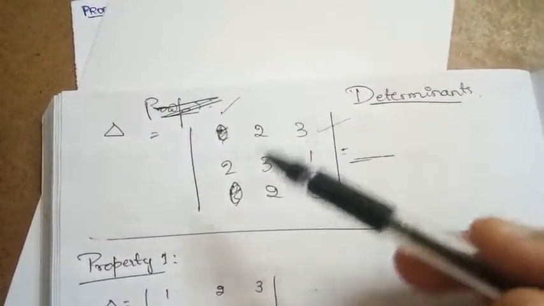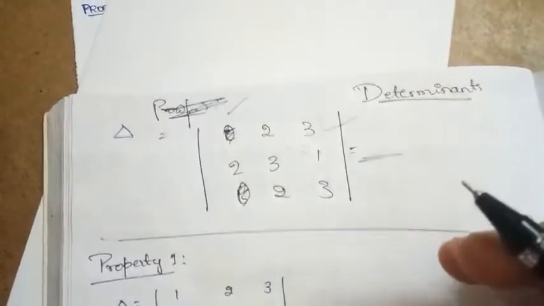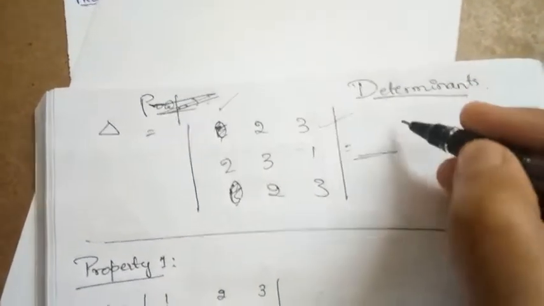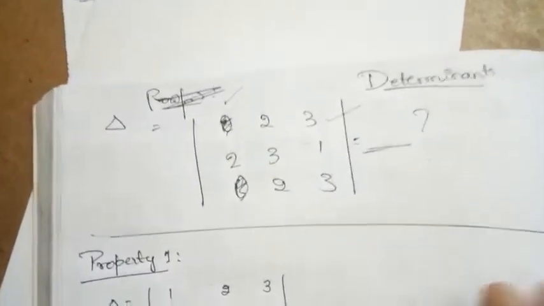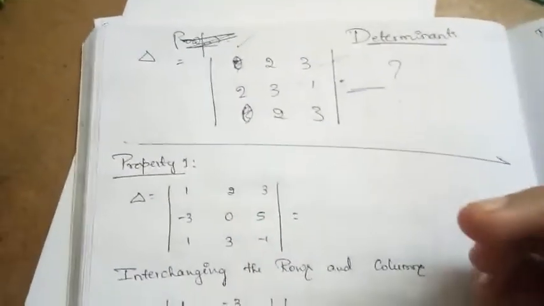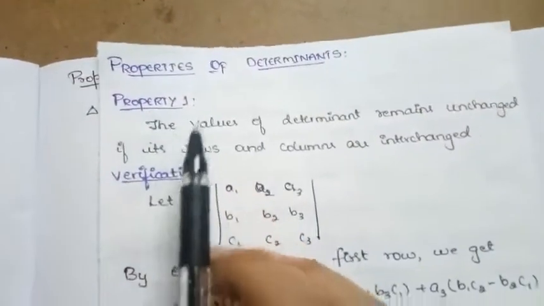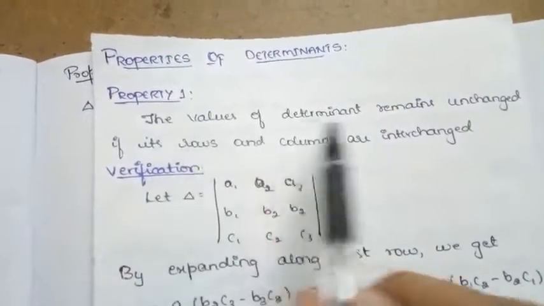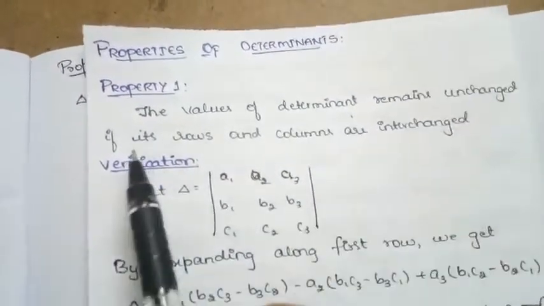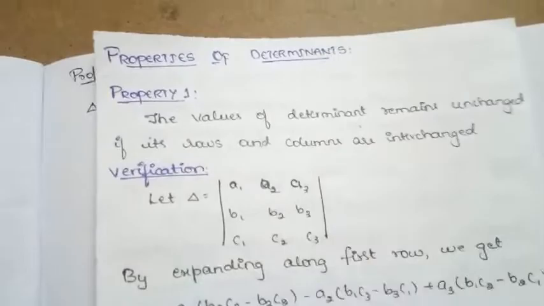Along with the example or the explanation, we are going to get a clear idea, with the help of that property, of how we are going to find the value of a given determinant. First property. So here is the first property. What is property 1 saying? The value of the determinant remains unchanged if its rows and columns are interchanged.